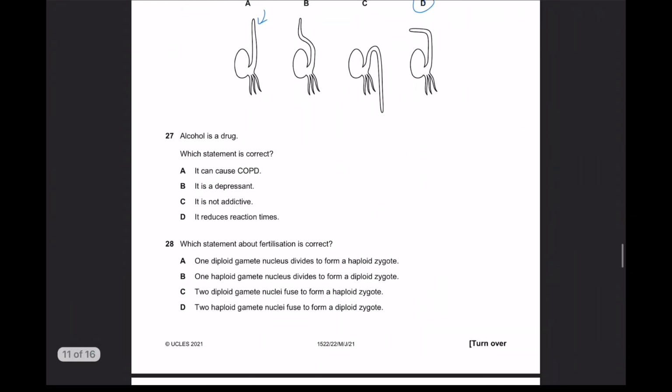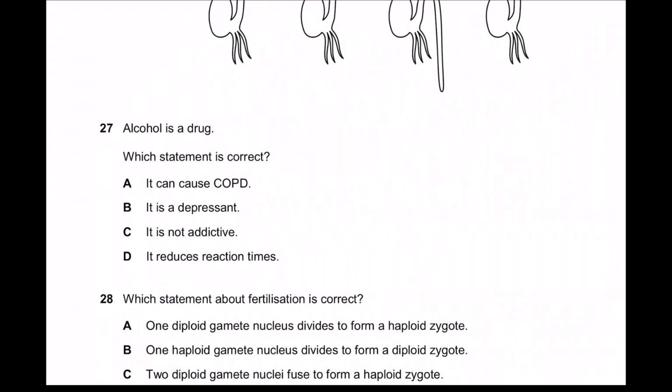Next question. Alcohol is a drug. Which statement is correct? Drug causes you to be more relaxed. It is a depressant. So the answer is B.